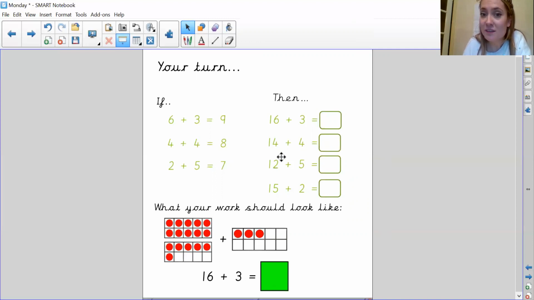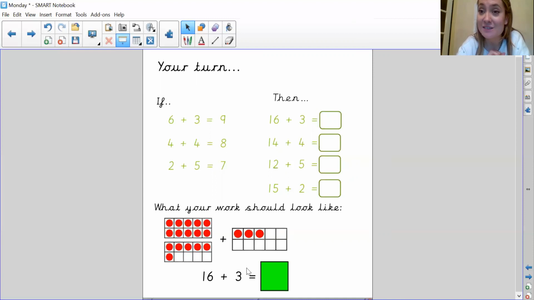So for each one of these, I want you to draw your tens frames to see if you can work out and see if you can see a pattern. So you can either draw your tens frames or you can draw the outline and use the counters to move around in them. Do you think you can do that? Can't wait to see all of your fantastic work on Tapestry.